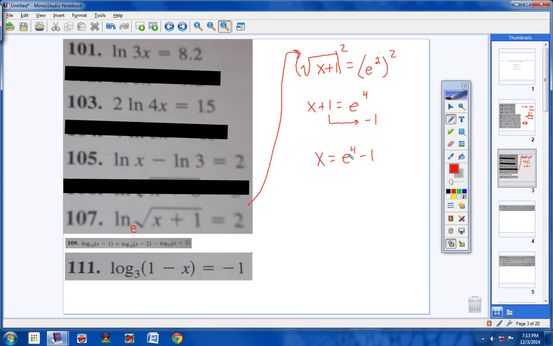Let me grab my calculator here real quick. And I will type in e to the fourth minus 1. And I will get this right here for my answer. x equals 53.598. Now students, let's check that answer and see if it works over here. First of all, you can never take the square root of a negative number, so if I put 53 in for x and add 1 to it, I will have a positive radicand. So everything does look good over here, okay?